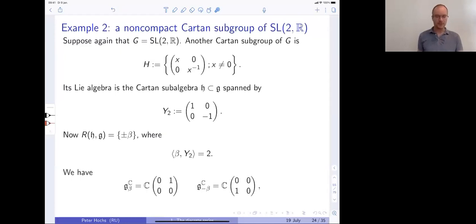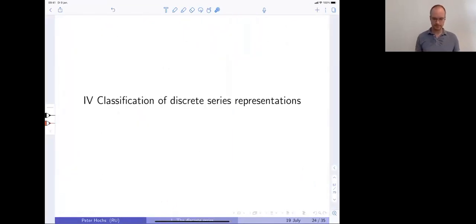And again, now the root space is a little bit simpler. The root space for beta is just matrices with just an element in the top right being non-zero. And for minus beta, it's non-zero elements in the bottom left. And again, we have this root space decomposition: the Cartan, plus the positive root space, plus the negative root space. All right. Any questions so far?